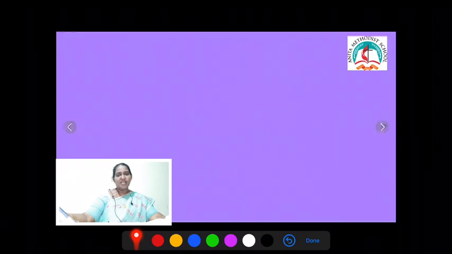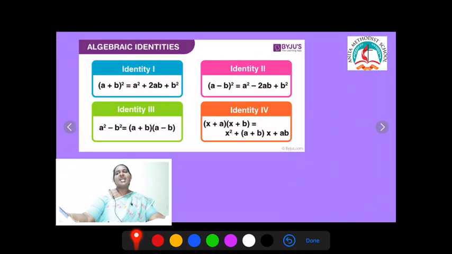Yes, in today's maths class we continue with algebra. Do you remember what you learned in the last class? First, we learned the introduction of algebra. Then we learned how to multiply, then division, then in the last class algebraic identities. In the algebraic identities, we learned (a + b) the whole square.